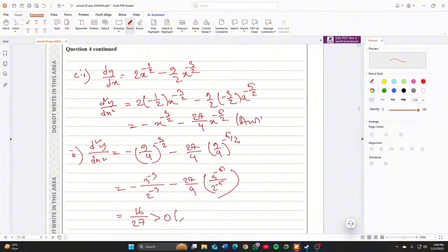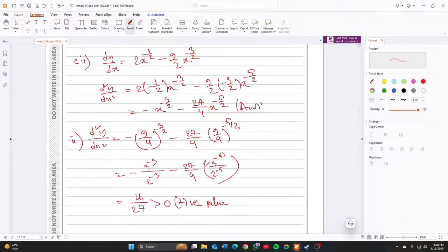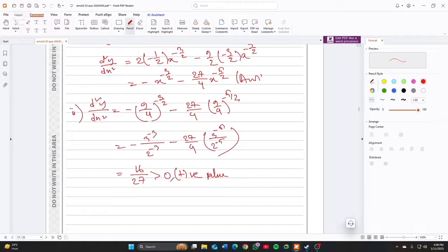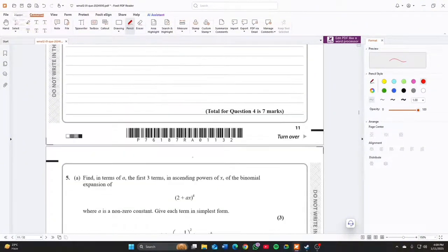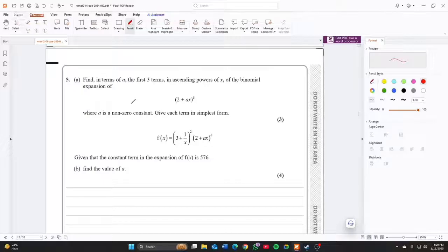Now this clearly is a positive value. This is greater than 0, which is a positive value. And if we get the value of d square y by dx square to be positive, that means the point is a minimum point. Therefore the point is minimum. Since this value is greater than 0, if it were to be negative, if it were to be less than 0, then the point would have been maximum. But here it's minimum.